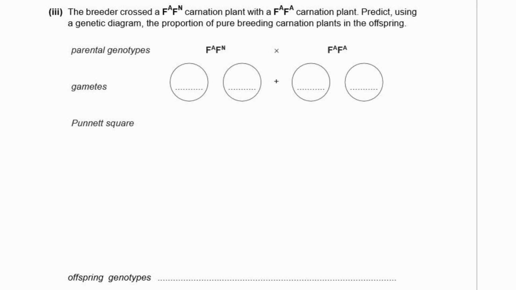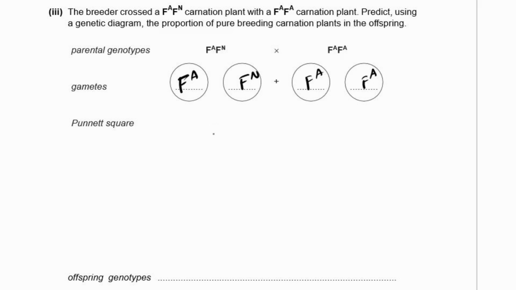Good. 3, the breeder crossed a FAFN carnation plant with a FAFA carnation plant, a heterozygous with a homozygous. Predict using a genetic diagram the proportion of pure breeding carnation plants in the offspring. Okay, it even says what to put into the genetic diagram. So the gametes, you just divide those up. We have FA, FN. And this says FA, FA. You just divide them up.